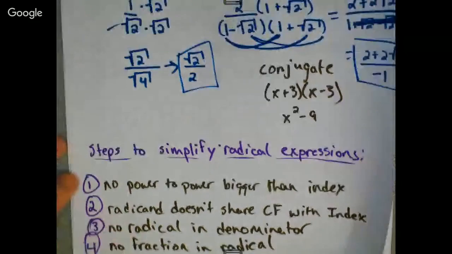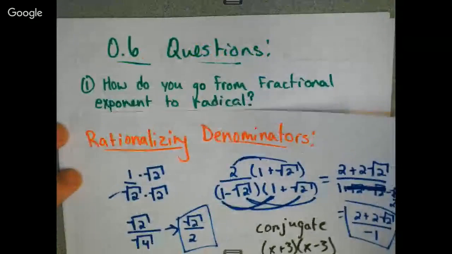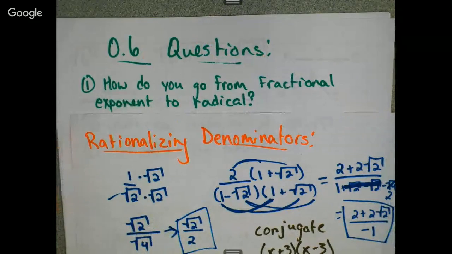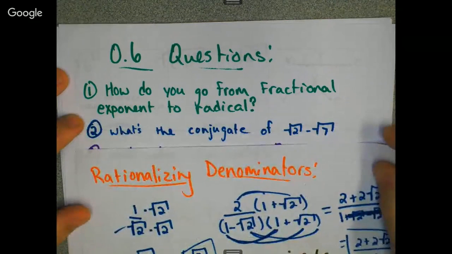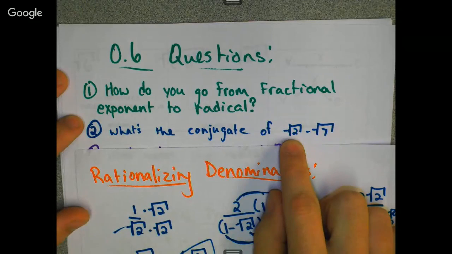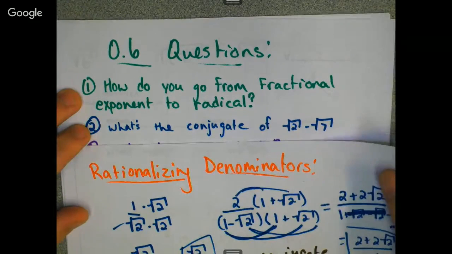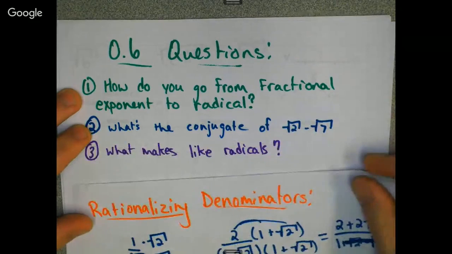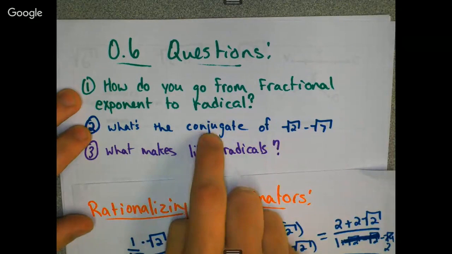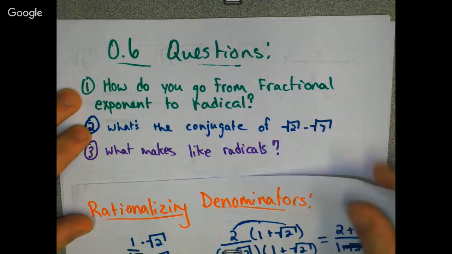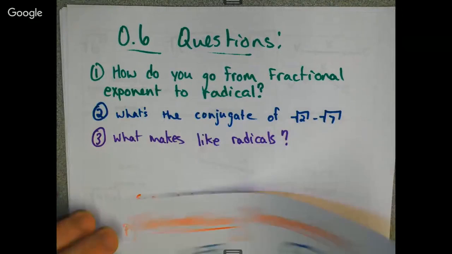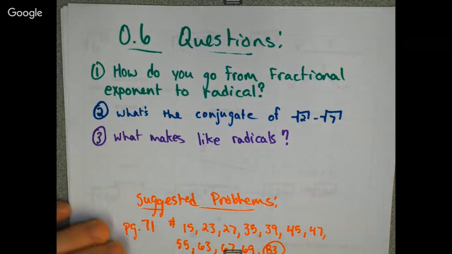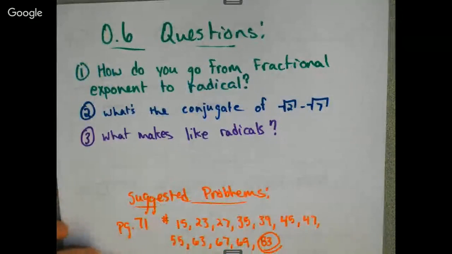So that might do it here. The first question is, how do you go from a fractional exponent to a radical? I think I went over that. To get radical 2 minus radical 7, make sure you multiply that out to see it. The goal is, if you multiply by the conjugate, you will no longer have any radicals. Make sure you get that. And what makes like radicals? You may have to watch this again to see that I did go over that very briefly.